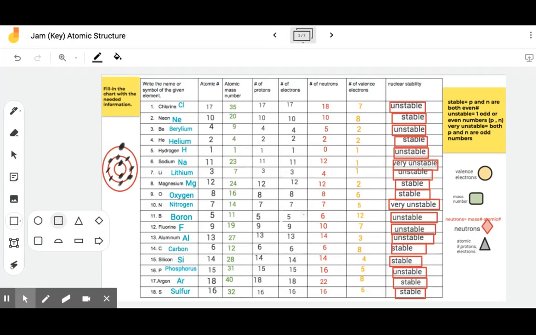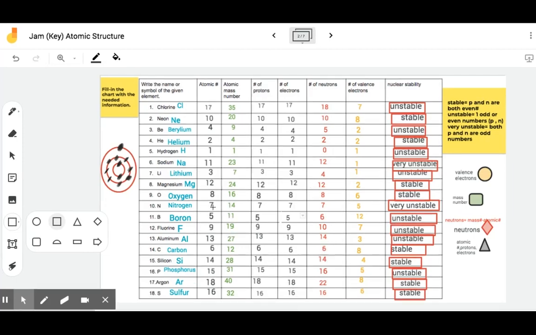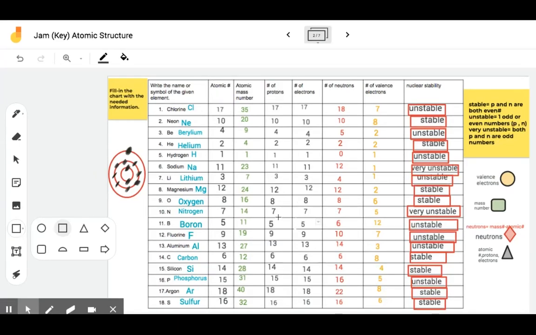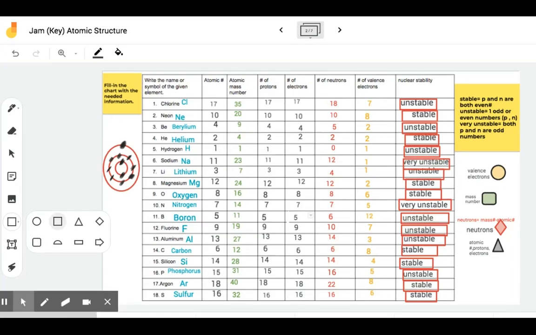What if the protons and neutrons are both odd numbers, like nitrogen? If you look at nitrogen, to get the neutrons, you subtract 14 minus 7, and then you will get 7. So the number of protons inside the nucleus of nitrogen atom is 7, and then the number of neutrons is 7. So therefore, it is very unstable.